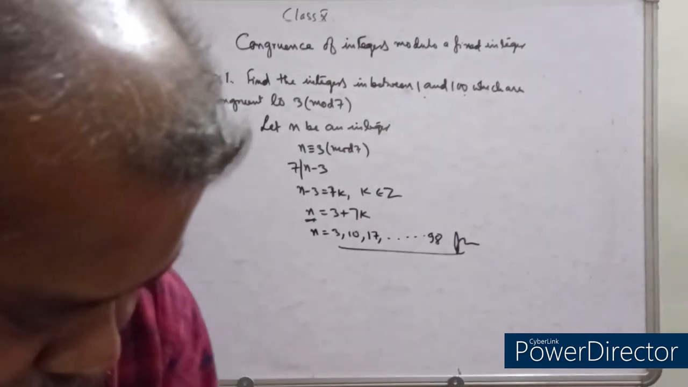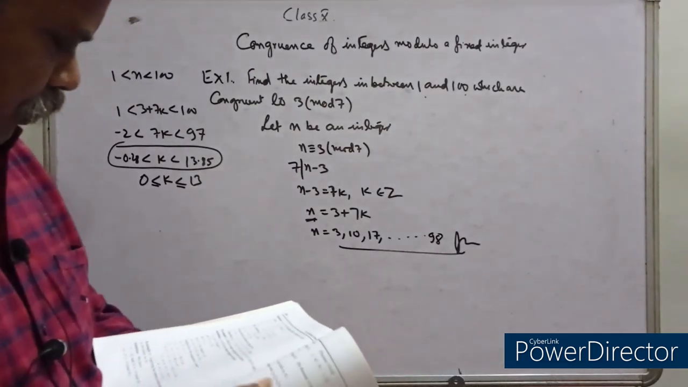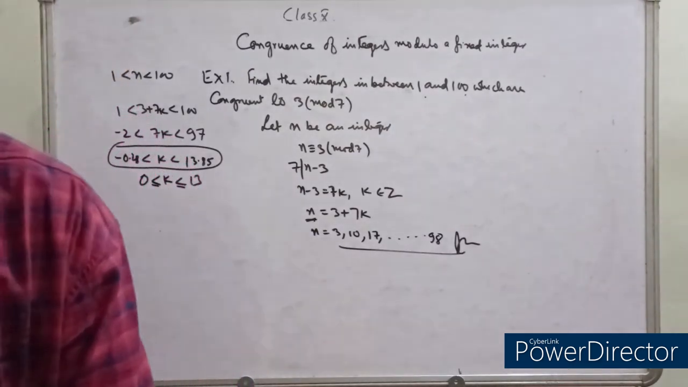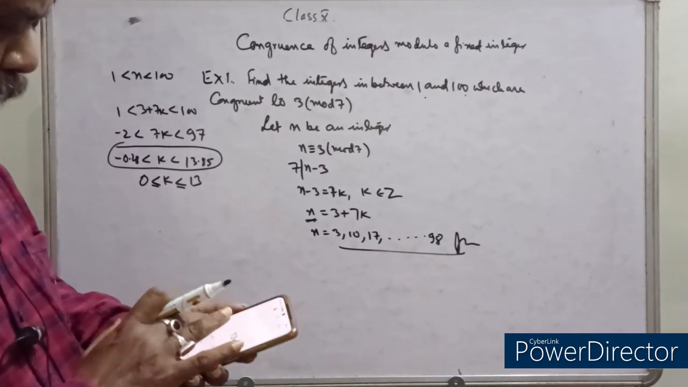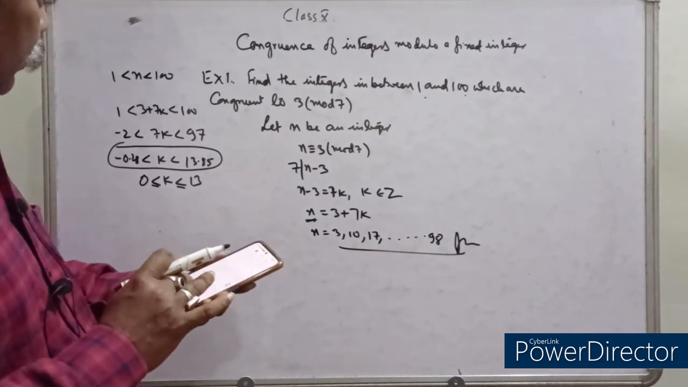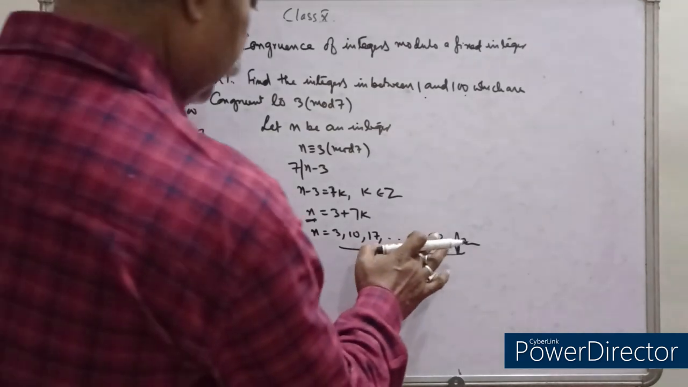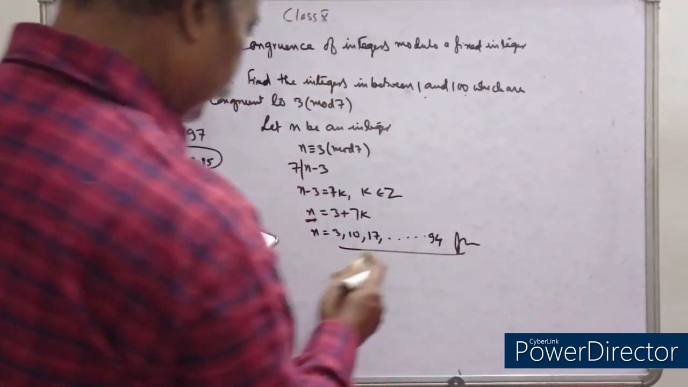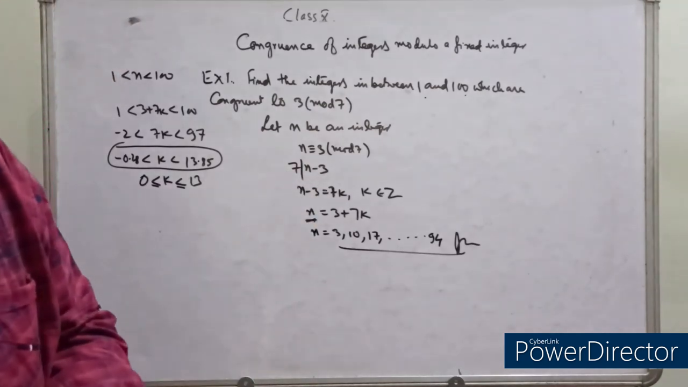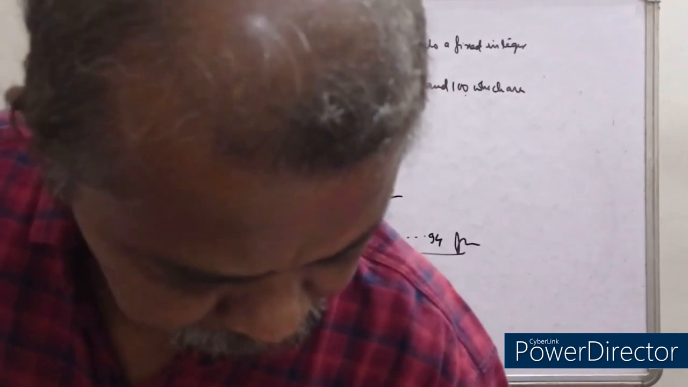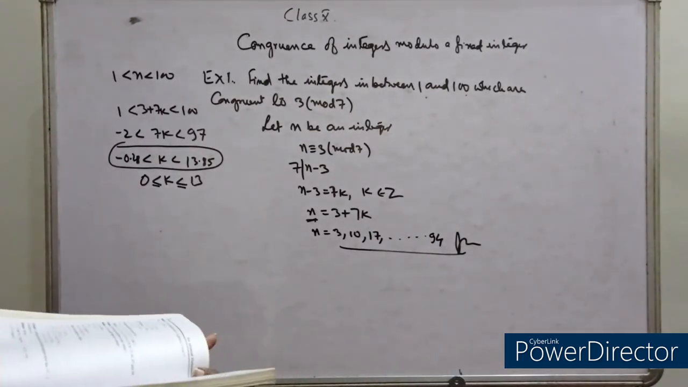94, let me check the answer here. Here they have given the last number as 94. How can this be 94? Let me check it. Because here your last value of k is 13, that means 7 into 13, it is, oh sorry, the last number is 94. You can see that 7 into 13 is 91 plus 3, it is 94. So this is your answer. Now I am going to do your next example.